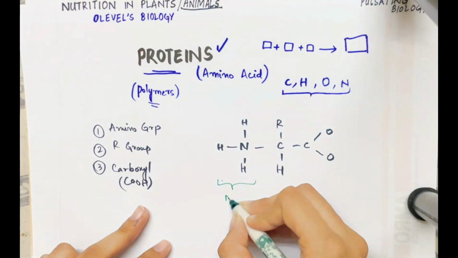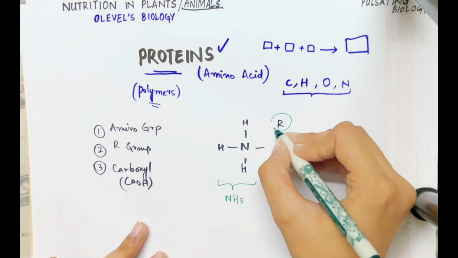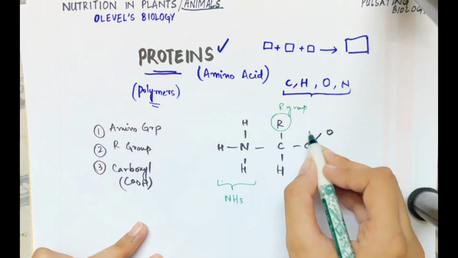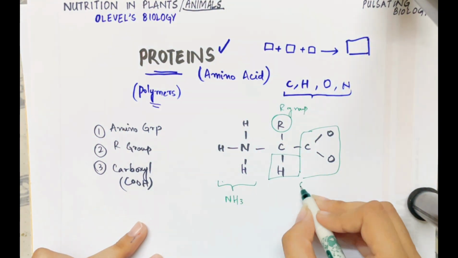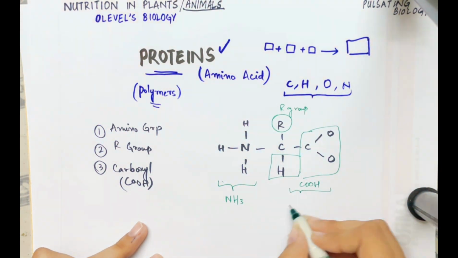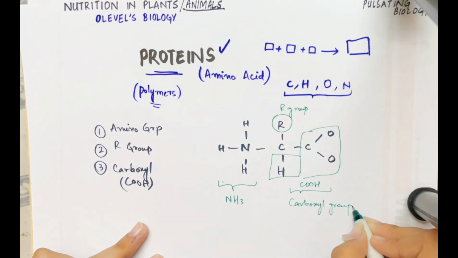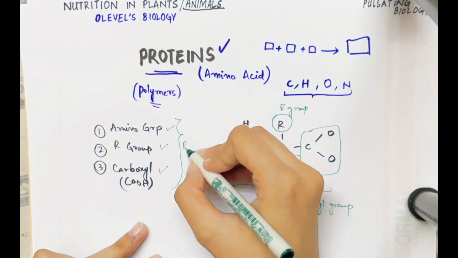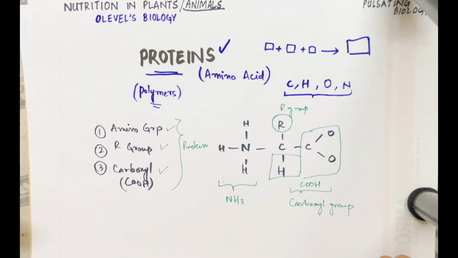So we can easily break down this structure. This is the amino group, which we say is the NH3 group. This is the R group. And this here is the carboxyl group, which includes the hydrogen as well. This is the COOH, which we term the carboxyl group. These 3 groups, the amino group, the R group, and the carboxyl group, make up the structure of the amino acid, the minor unit of the protein macromolecule.